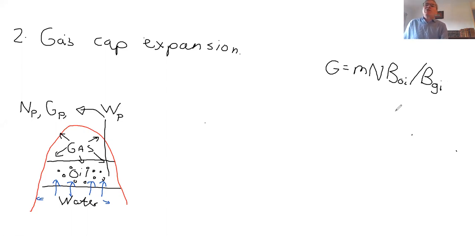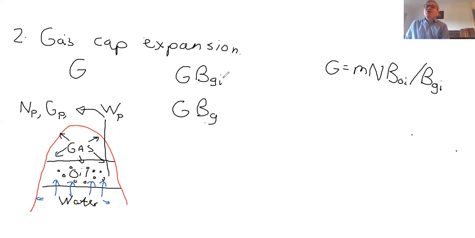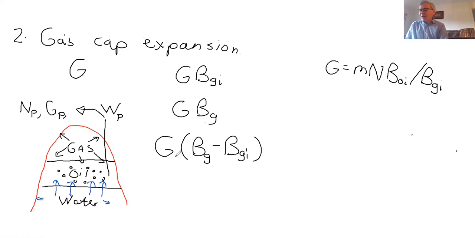Okay, so the gas cap expansion. Initially, we've got this surface volume G, okay? And its volume in the reservoir is G BGI. We're now at a lower pressure, and so its volume in the reservoir, we've still got G gas. As I said, we don't account for the production yet. That's coming. So we've got the same amount of gas, but now we're putting it into the reservoir at a lower pressure, so it has a bigger volume, because it isn't compressed so much. So now we've got G BG. So the expansion of the gas is G times BG minus BGI. BG increases as I drop the pressure.